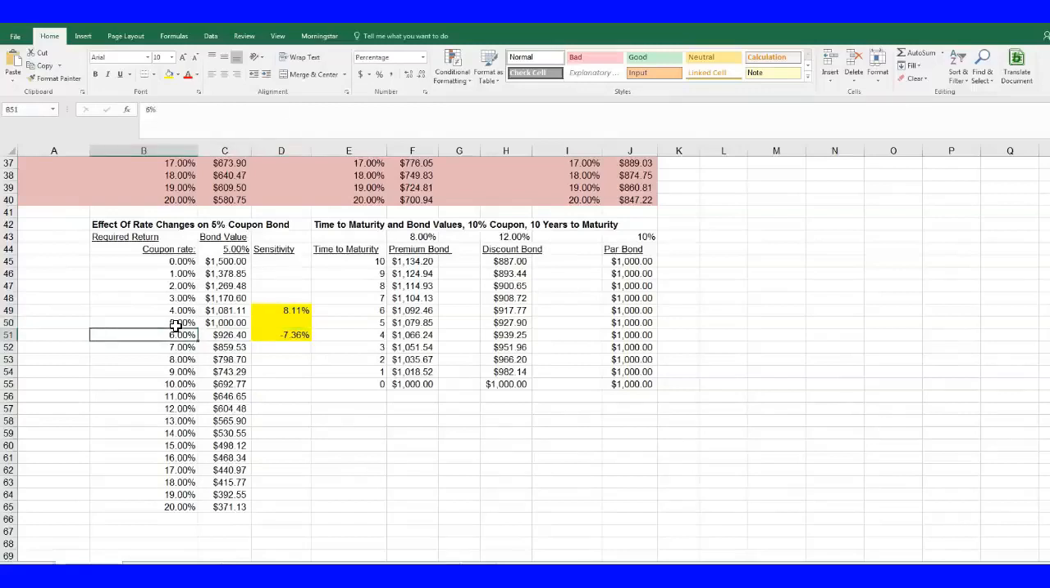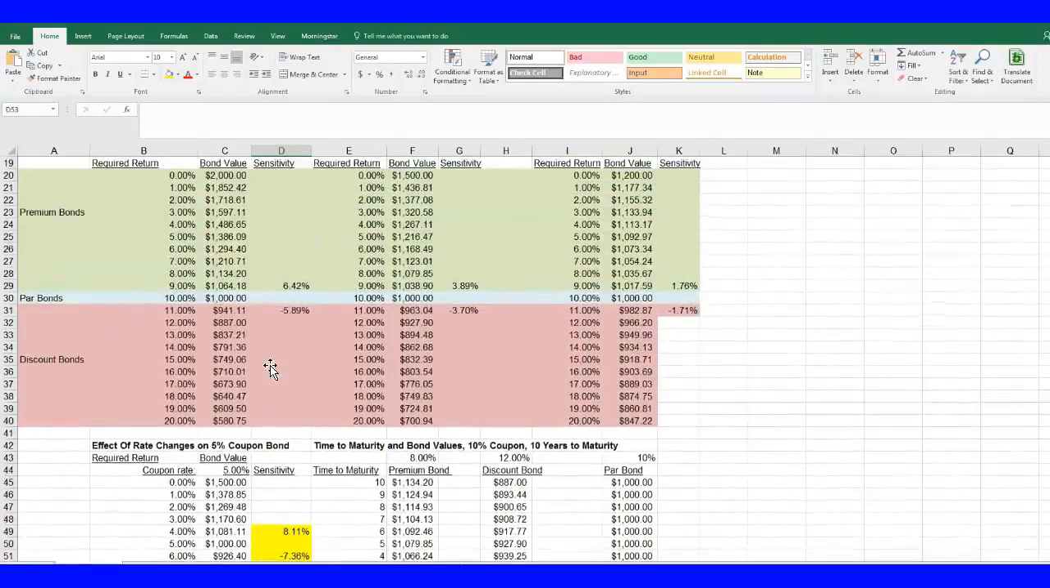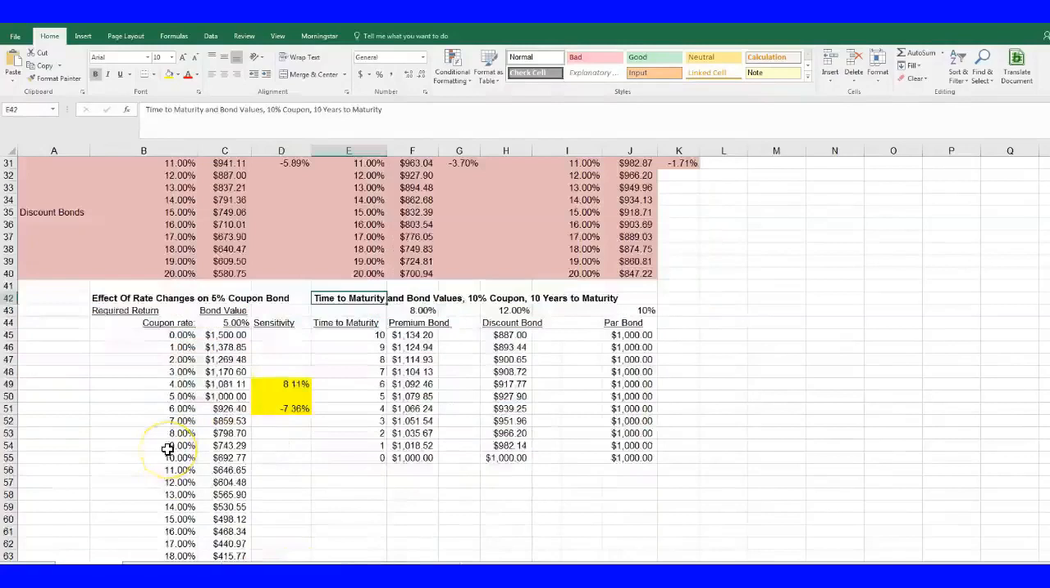Similarly, if interest rates increase, if our required yield to maturity increases from 5% to 6%, for that 1% increase in the required rate of return, we see a 7.36 decrease in the value of the bond. And since it's a 10-year maturity bond, we can compare this to our previous 10-year maturity bond that had a coupon rate of 10%, and we can see that the lower the coupon rate, the more sensitive a bond is to changes in the required rates of return. Let's also take a look at the time to maturity and the bond's prices.